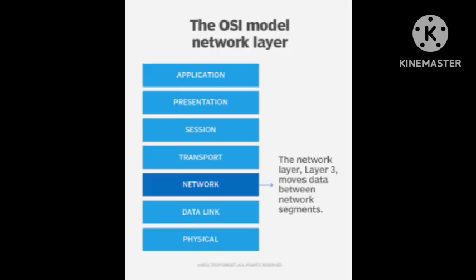Lastly, I will be talking about the network layer. In the 7-layer OSI model of computer networking, the network layer is layer 3. The network layer is responsible for packet forwarding, including routing through intermediate routers. Examples of network layer protocols include Internet Protocol, Internet Control Message Protocol, ICMP or ping, and Internet Group Management Protocol, IGMP.